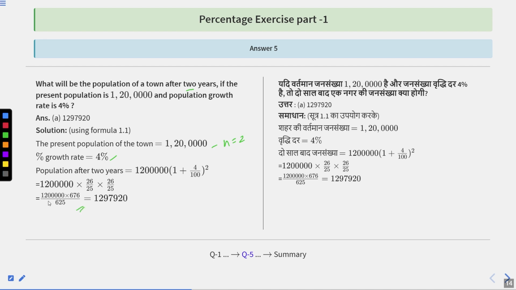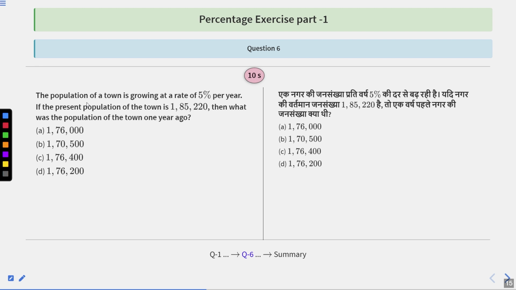So the correct answer is 12 lakh into 676 upon 625. 26 into 26 is 676 and 25 into 25 is 625. So after simplifying, the correct answer is 12,97,920. Option number A is the right answer.